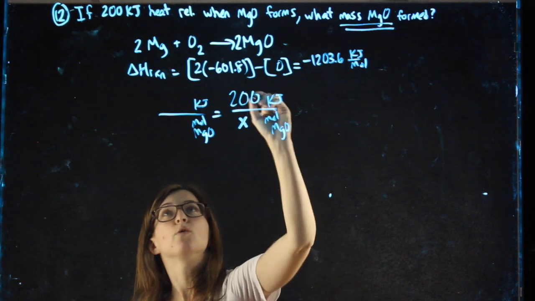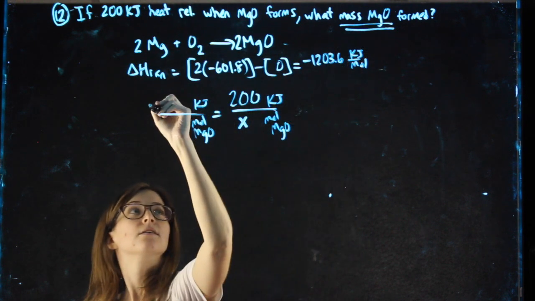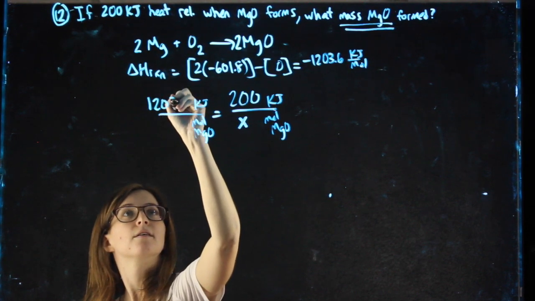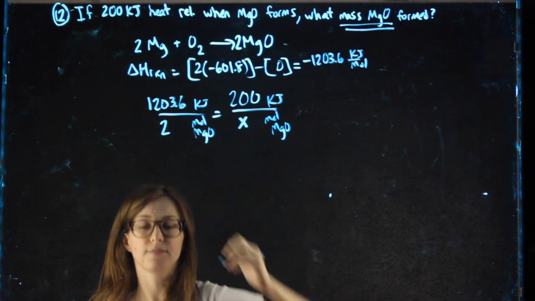That's if I used 200 kilojoules. Heat for this mass, oops, I don't need the negative sign. Heat for 2 moles of MgO.